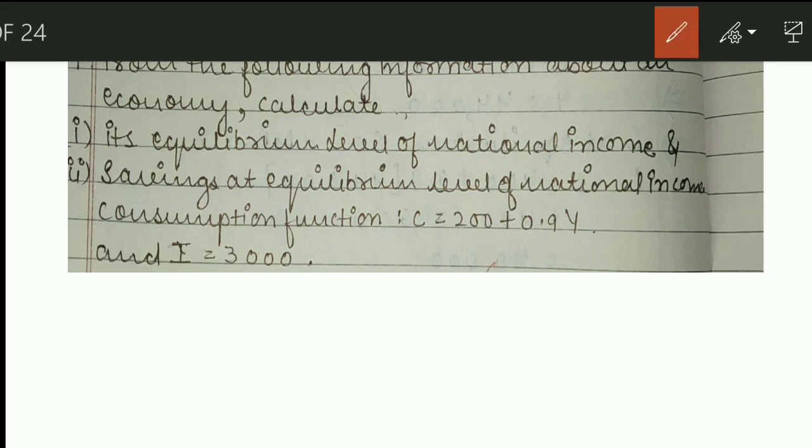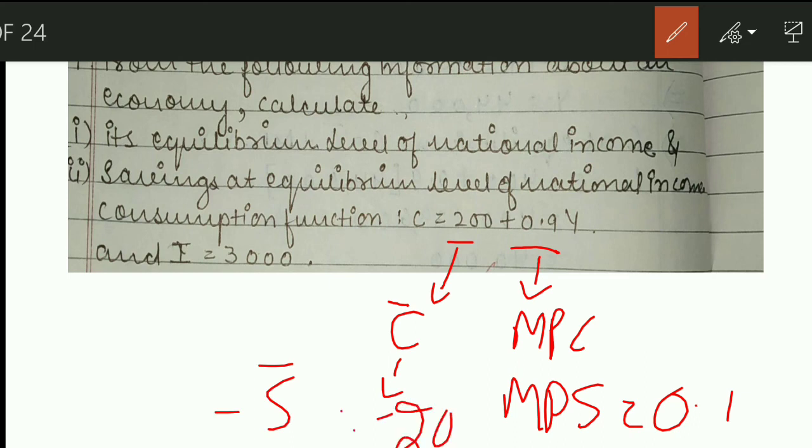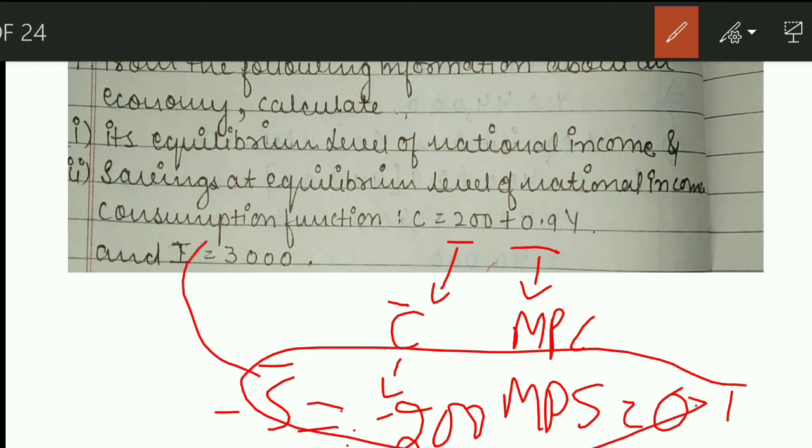Okay, so from this you already know that this is your autonomous consumption, this is your MPC. All right, so you can easily find your MPS as 0.1 and your autonomous saving will be equal to minus 200 because it is just the negative of autonomous consumption.